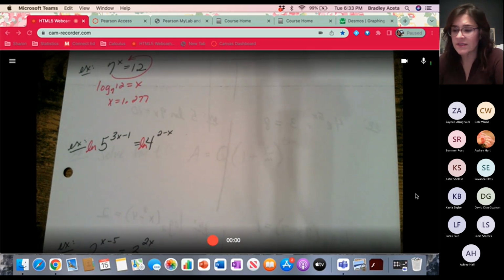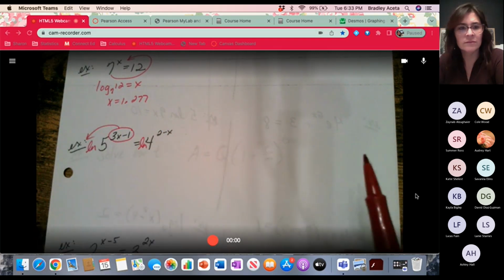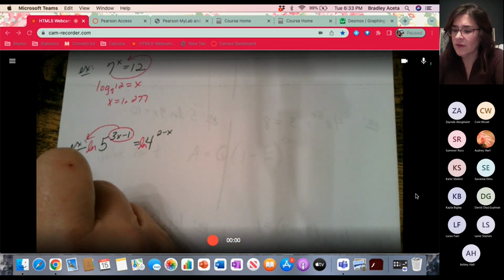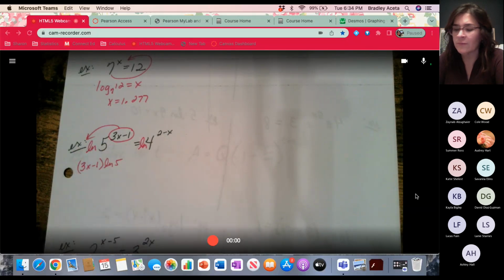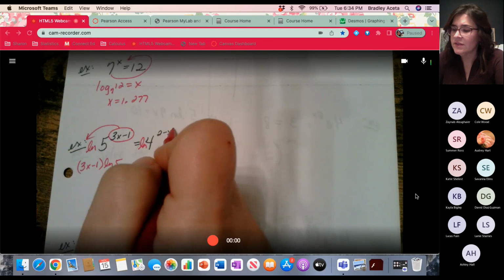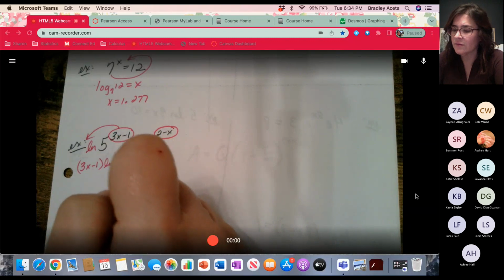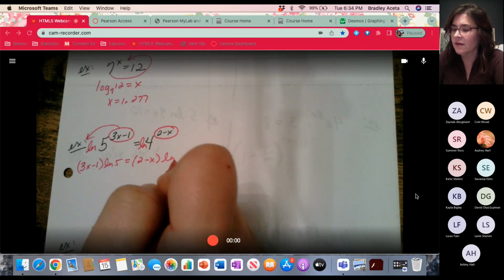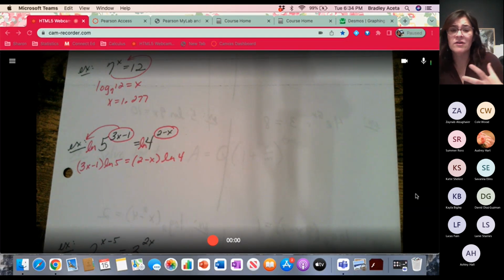Because there's the power rule that says whatever your exponent is of an ln, you can move it to the front. So I'm going to move that 3x minus 1. I'm going to put it in parentheses to the front of ln 5. And I'm going to do the same on this side. That 2 minus x can go to the front of this ln. 2 minus x, ln 4. And that's the whole reason we do logs and inverses, so that we can drop that exponent down using the power rule.